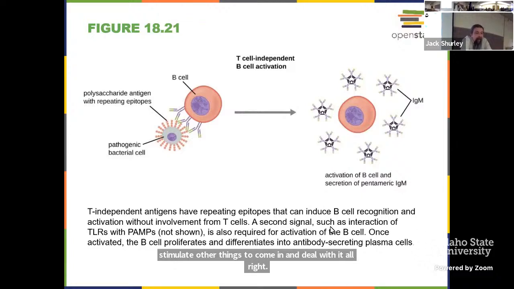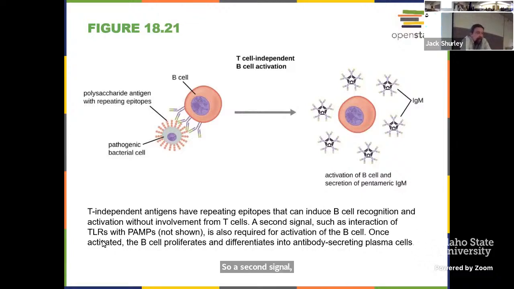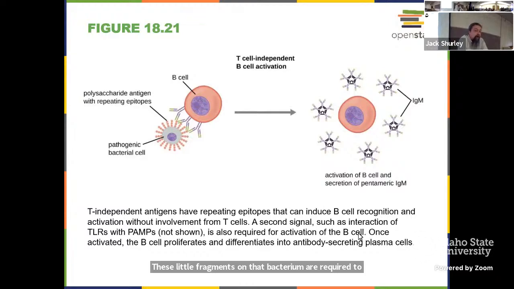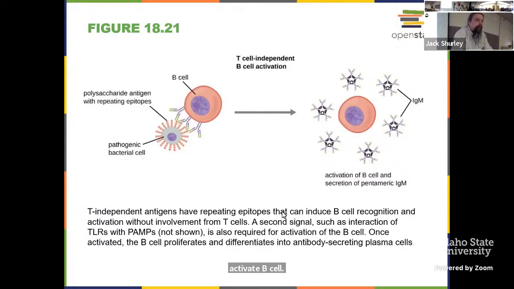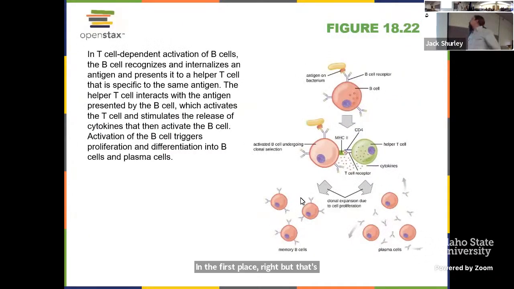A second signal, as we say here, something that's not shown, the T lymphocyte receptors and the PAMPs, these little fragments on that bacterium, are required to activate a B cell in the first place, right? But that's beside the point, all right?